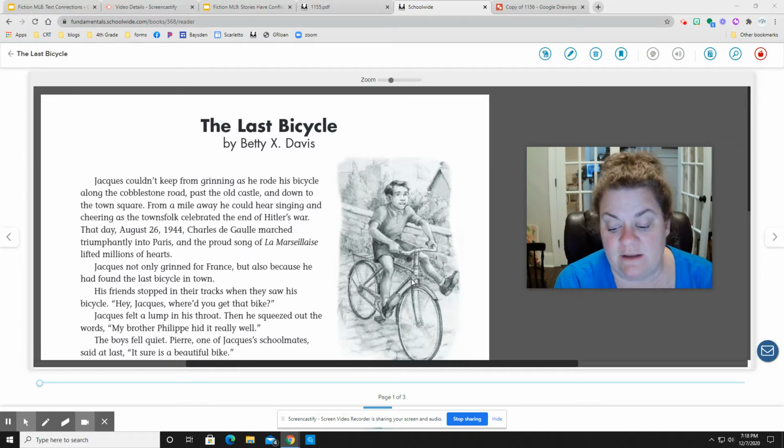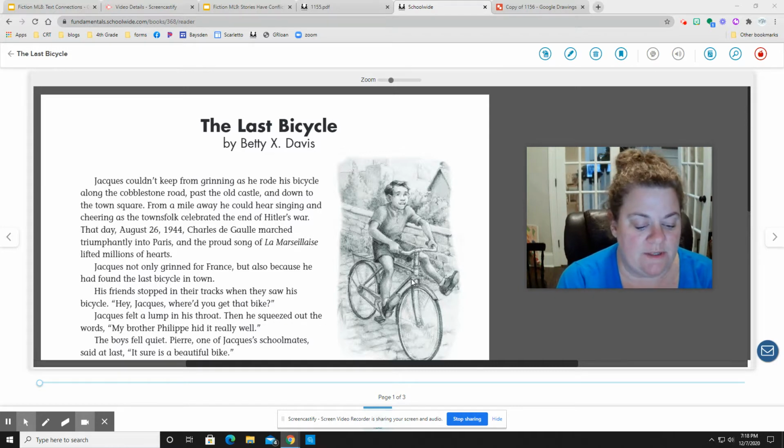Today, we're going to read a historical fiction title called The Last Bicycle. We're going to identify the conflict and the type of conflict the characters face. As we read, we'll notice the characters encounter a conflict or experience some tension. We'll take a look at the different types of conflict we might see. Let's use our anchor chart.